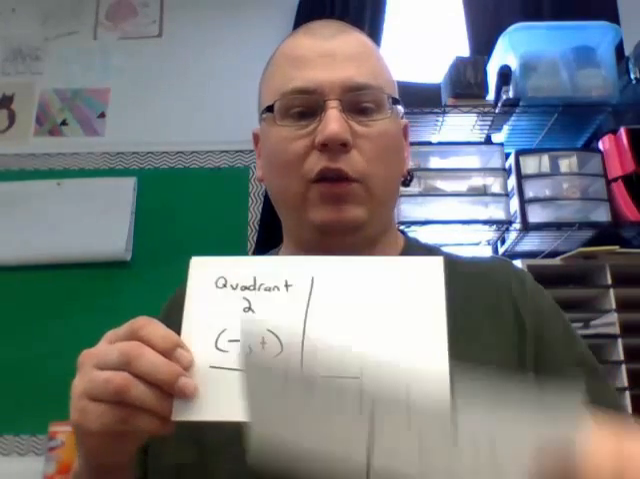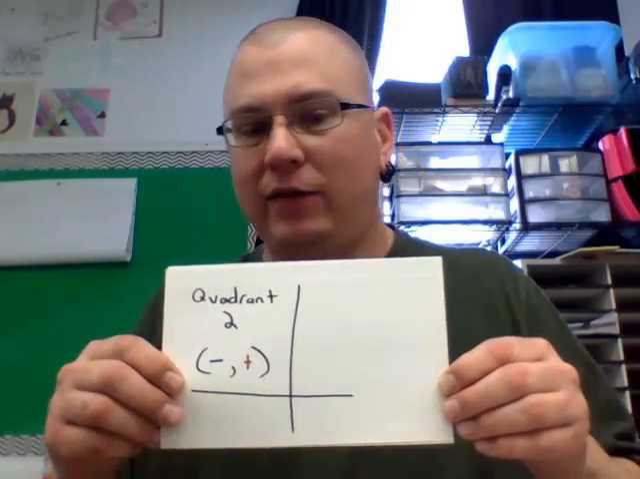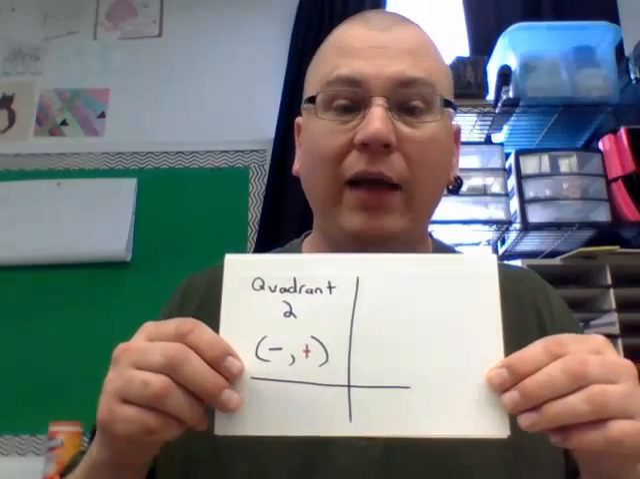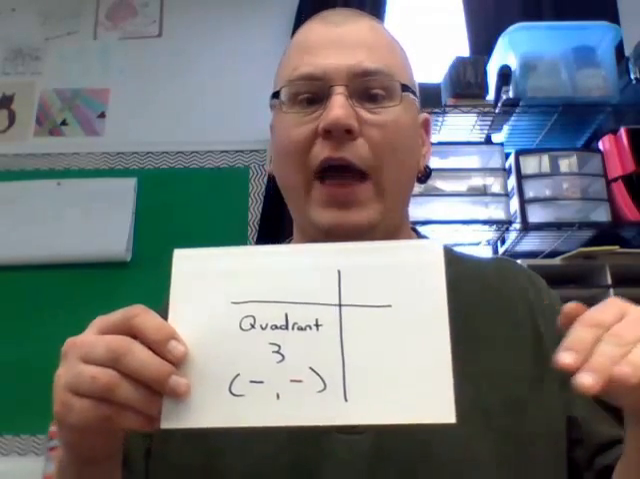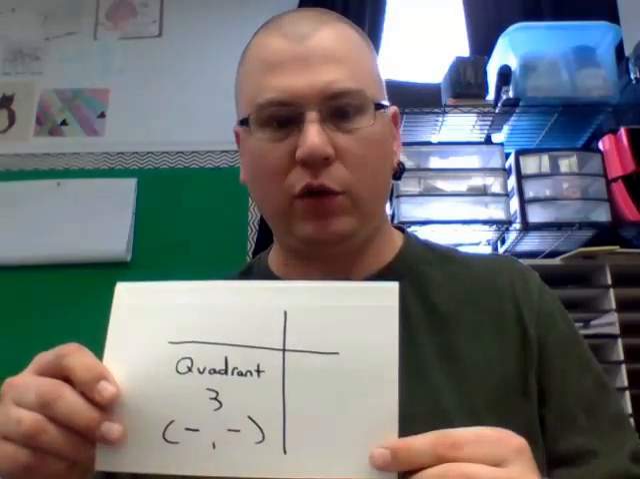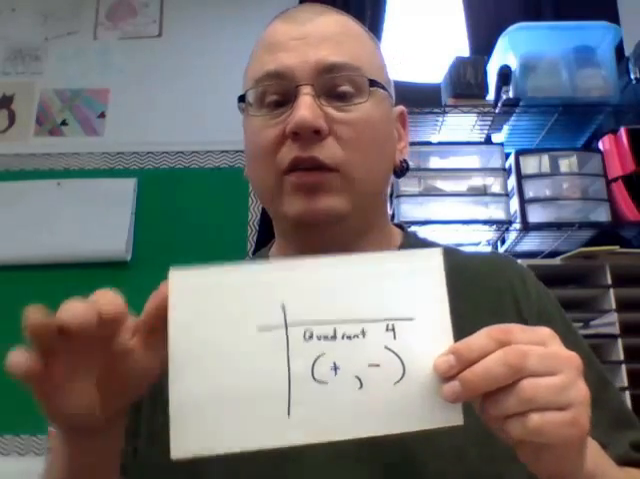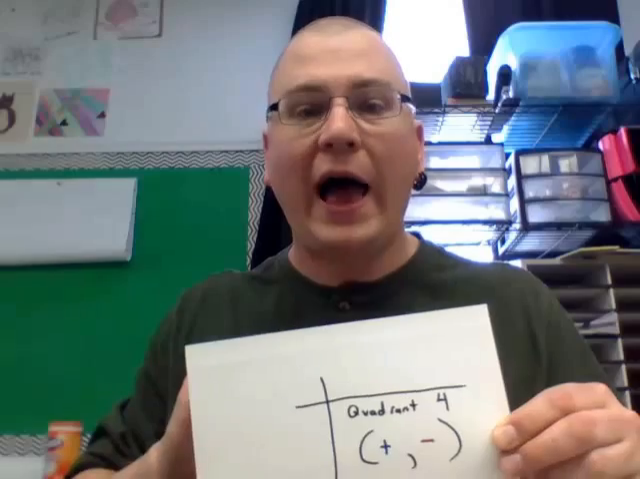But we're going to take a look at some of the other quadrants, like quadrant 2, where your x-axis number is negative and your y-axis number is positive. And quadrant 3, where both are negative. It's a negative x and a negative y. That means left and down, so the lower left quadrant. And in quadrant 4, we have a positive x-axis, but a negative y-axis.